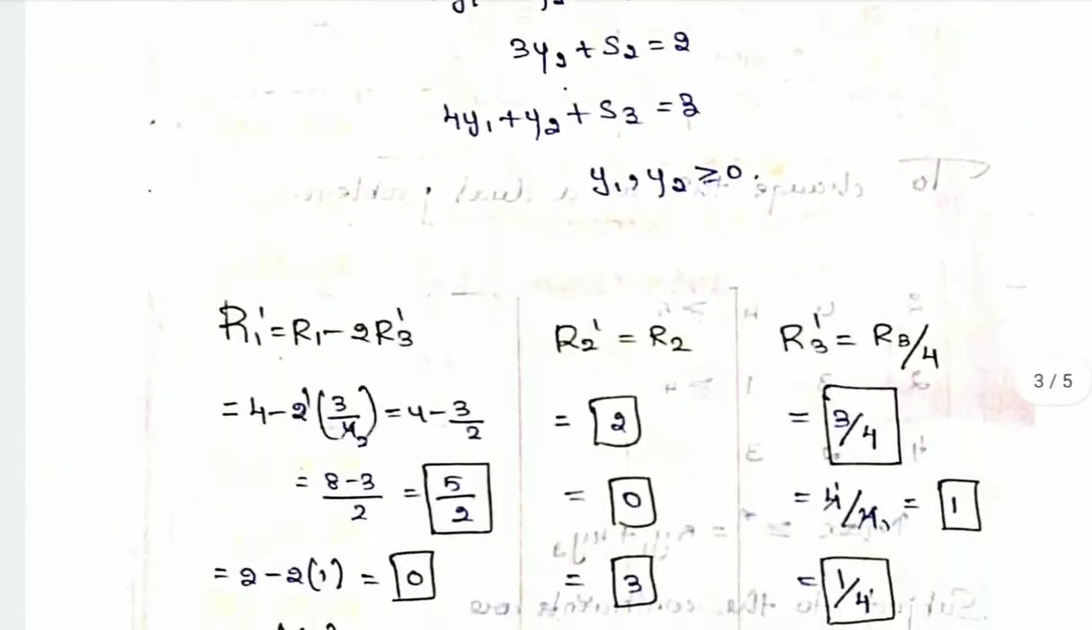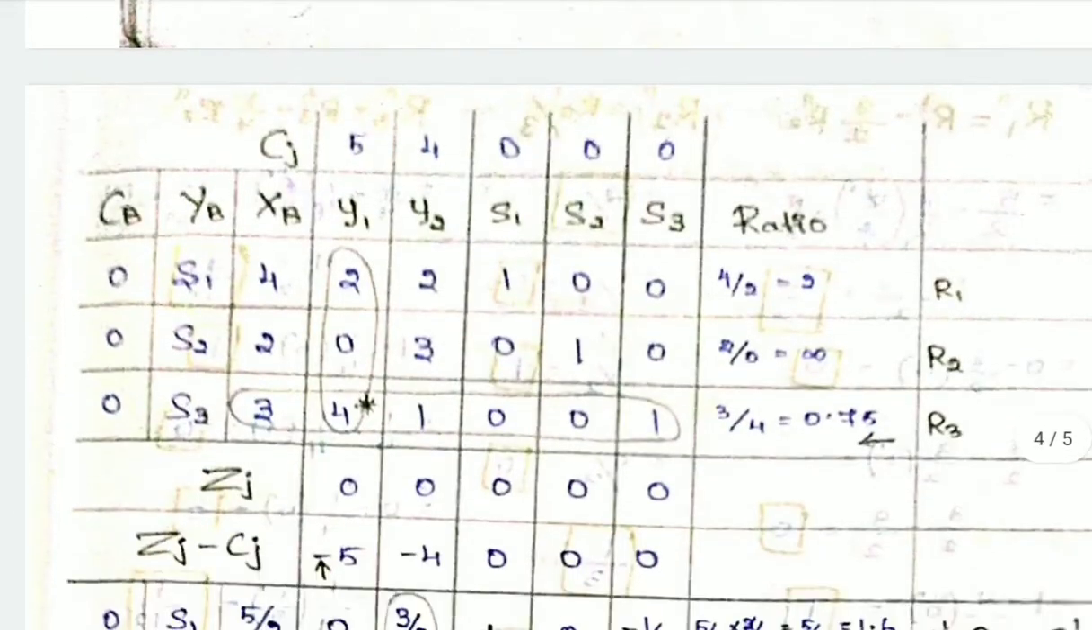Using this LPP we have to come up with the tabular column. The tabular column will be as usual. You go for CB, YB, XB and Y1, Y2, S1, S2, S3. You write the slack variables S1, S2, S3 in the YB column. In CB you write the coefficient 0. CJ is also the coefficient: 5, 4, 0, 0, 0. The XB column will be the right hand side of the constraint equations: 4, 2, 3. The remaining entries come from the constraint equations. You fill in the initial table.